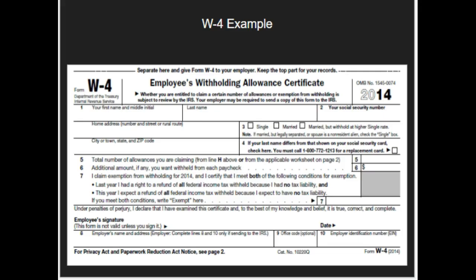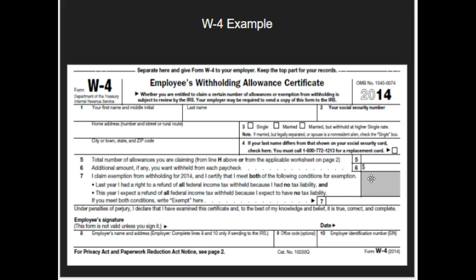But this is an example of a W-4. In this first line, you're putting your first and last name. This is where you put your social security number, which is your worker ID number. It's kind of like your account number for work and money. Your home address, and then over here next to number 3, you're putting your marital status. Down in 5, 6, and 7 is where you're telling your employer what exactly you want to come out of your check.